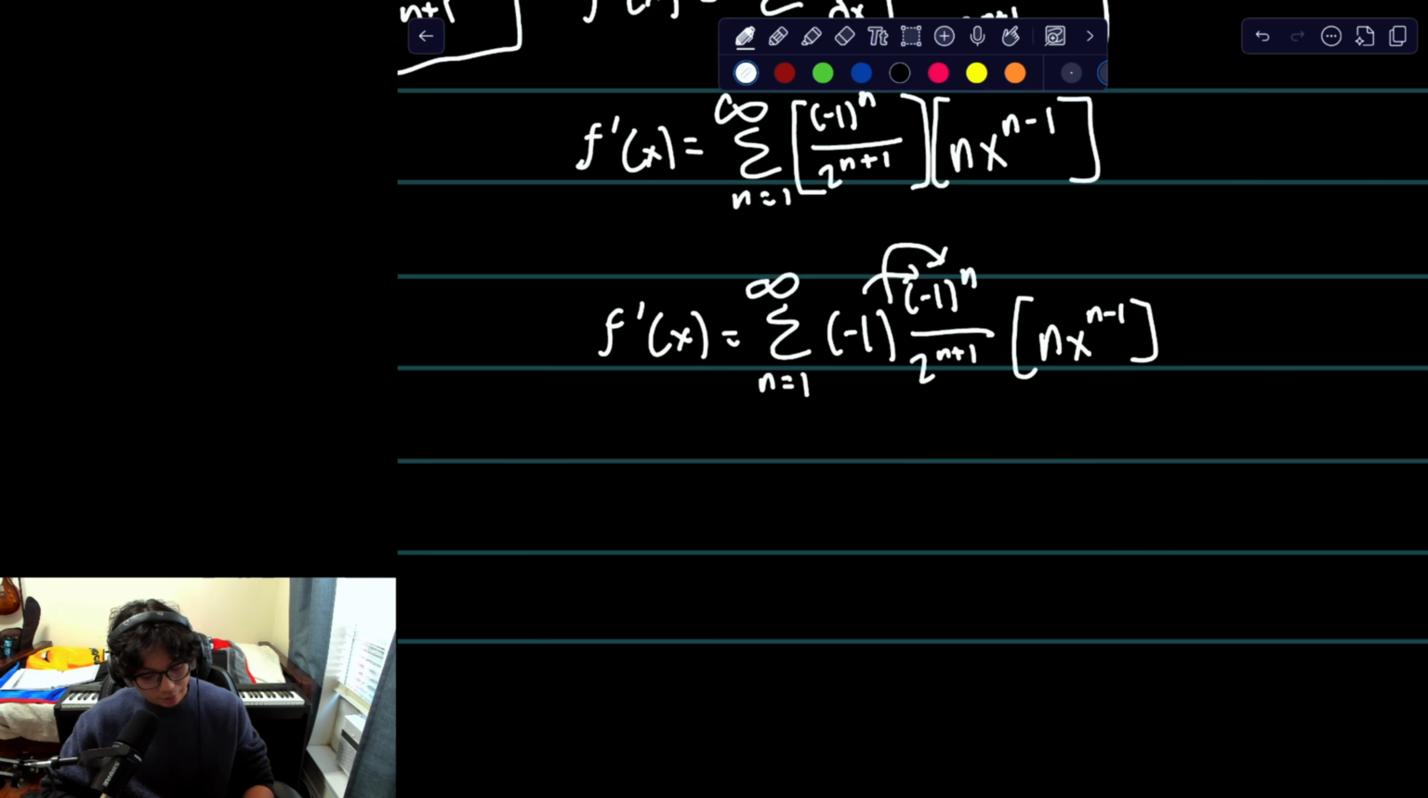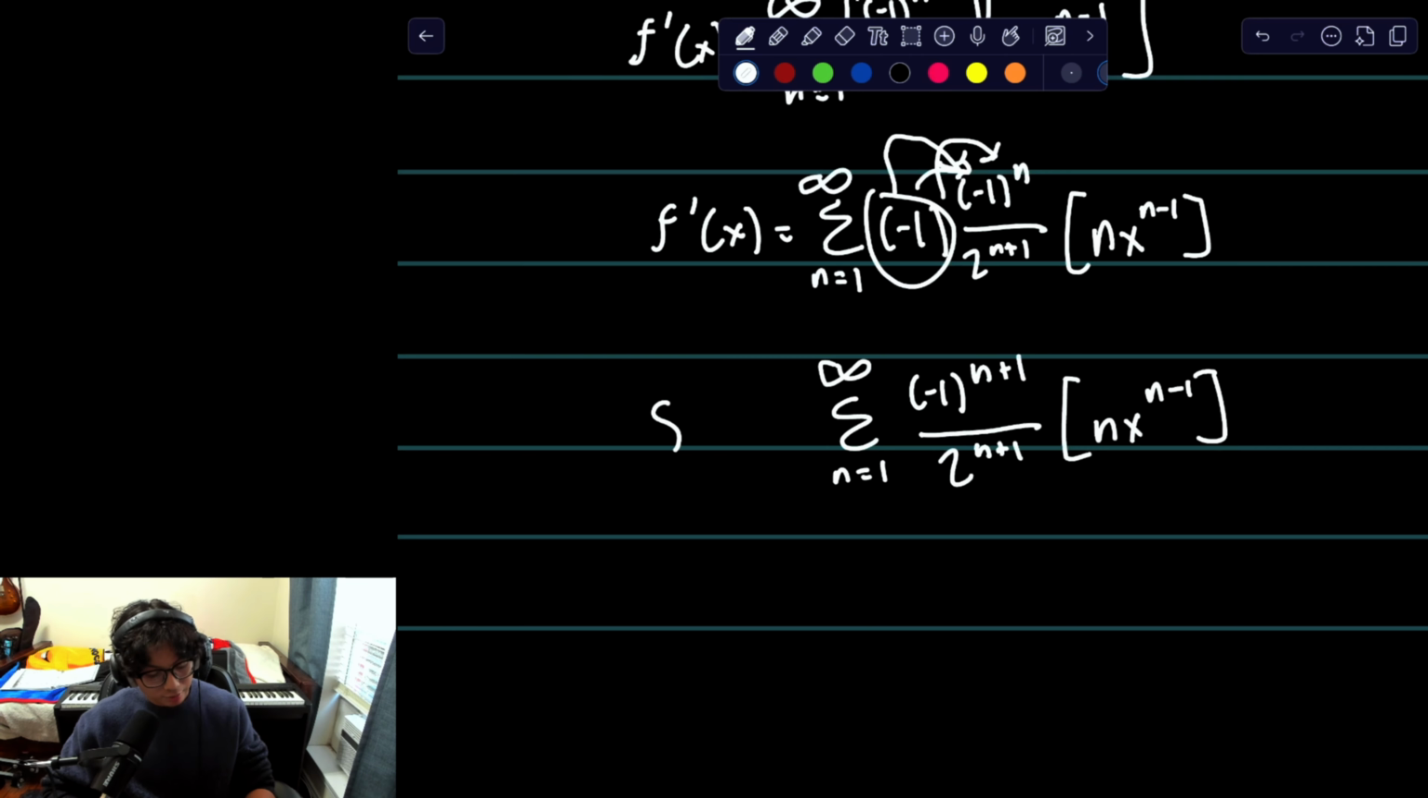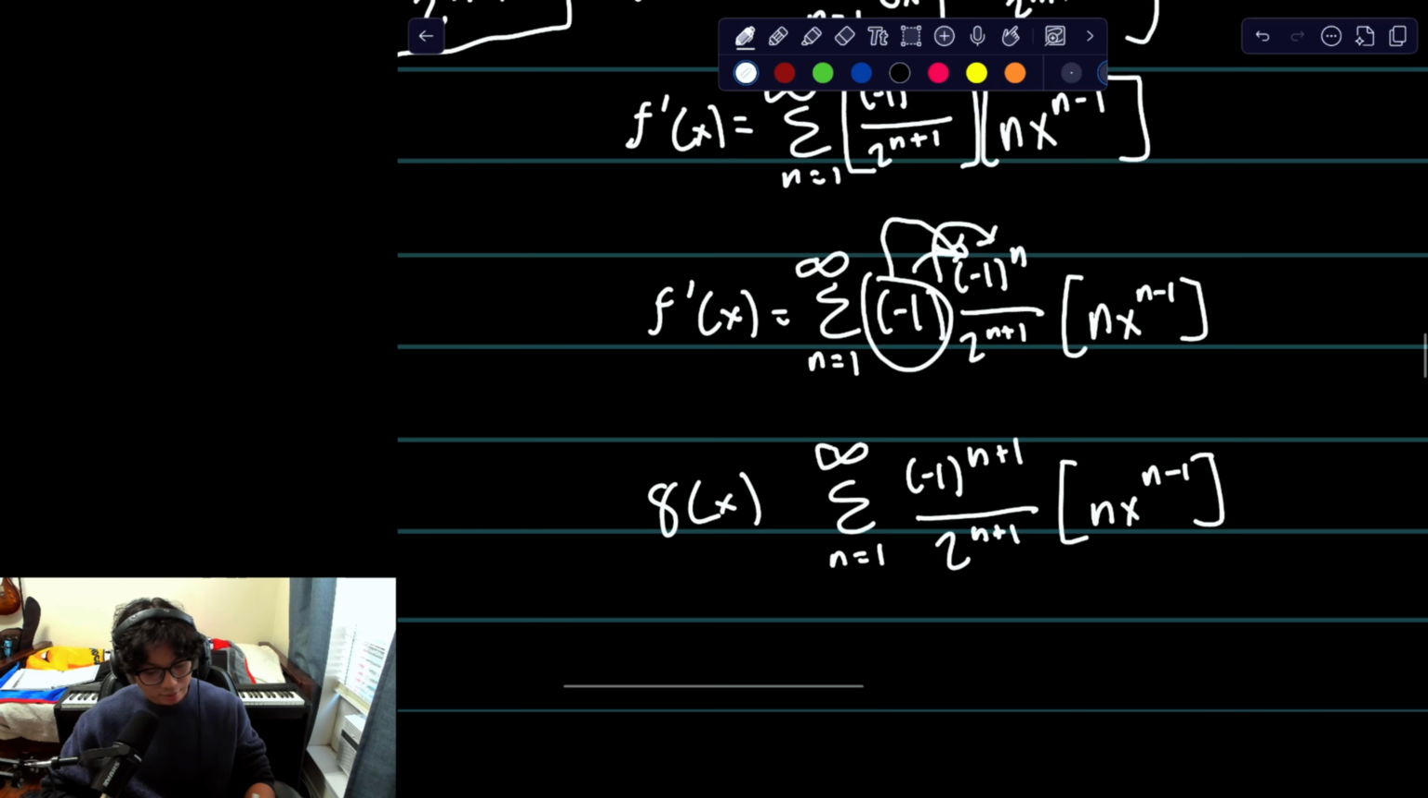So this would end up being the infinite series from 1 to infinity of -1 to the power of n plus 1, since this -1 is absorbed into this -1, over 2 to the power of n plus 1 times n times x to the power of n minus 1. Hopefully that makes sense. And I apologize, this is now the g of x, not the f prime of x, because this is technically equivalent to the negative f prime of x.